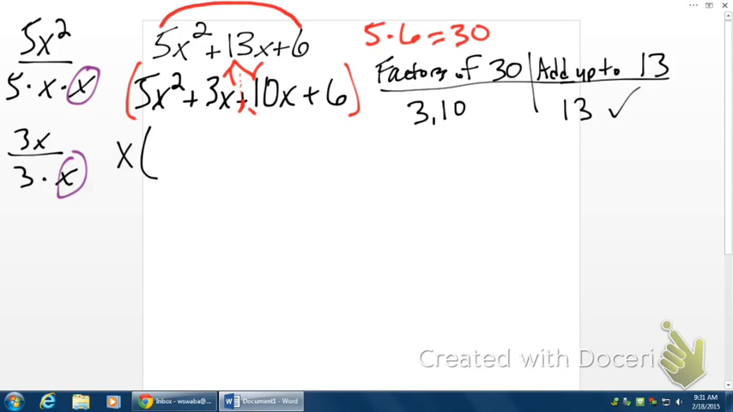What is left? What is left from this 5x squared? Well, just 5x. What is left from this 3x? Well, just 3.